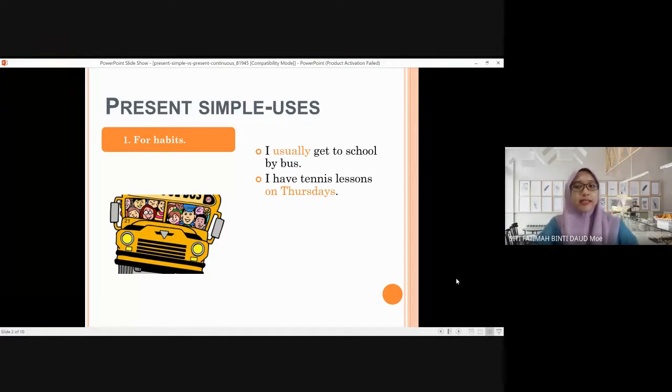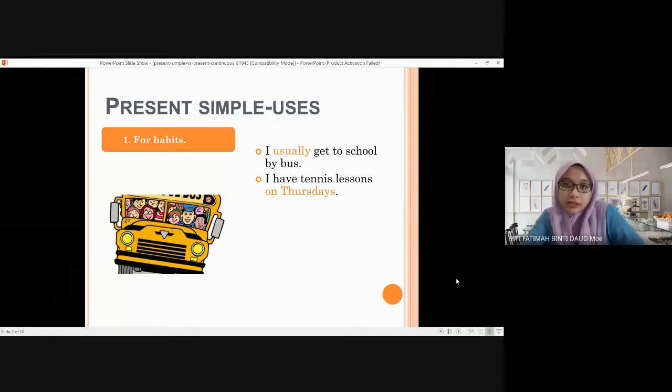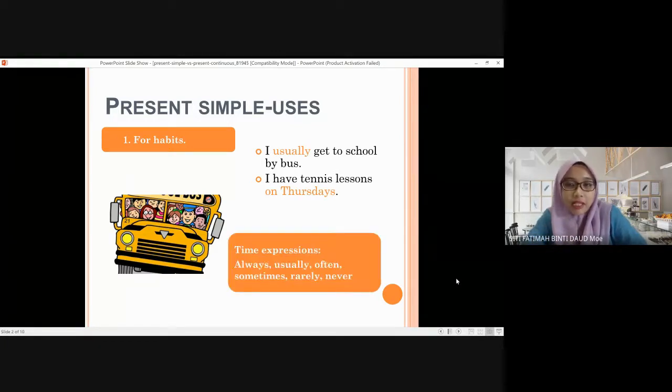And the next one, I have tennis lessons on Thursdays. Even though you don't say every Thursday, I can know that you go there every week because you use simple present. Faham tak? Walaupun kamu tak cakap you go there every week, I can know from your sentence because you use simple present. Because present simple is for habits. Okay? So these are the time expressions. Sometimes we use always, usually, often, sometimes, rarely. What is rarely? Never. Jarang. So never pun boleh juga. Walaupun tak pernah buat, but we just use present simple.